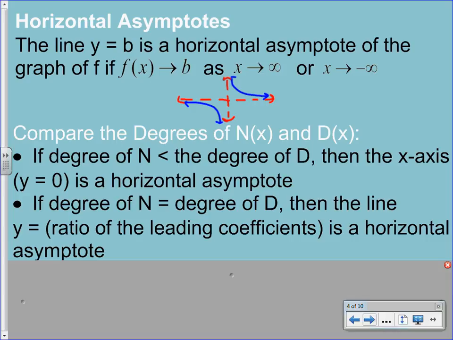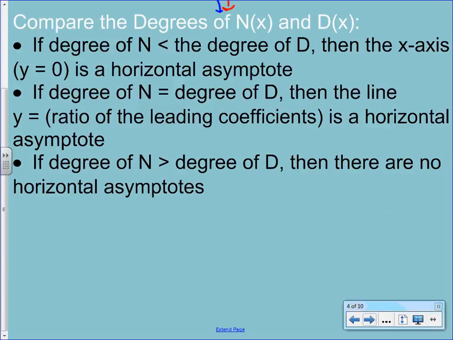And then last, if the degree of the numerator is bigger, we actually do not have a horizontal asymptote. We have what is called a slant asymptote. Okay? This is something that in Algebra 2 you skipped over. Here in pre-calculus, we get to see what's happening.